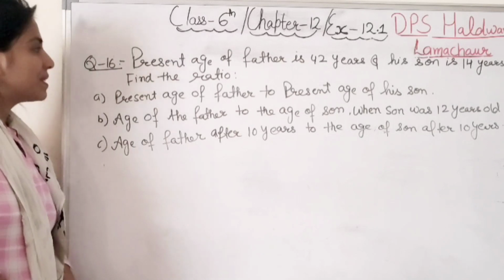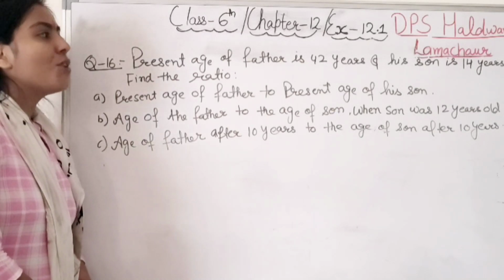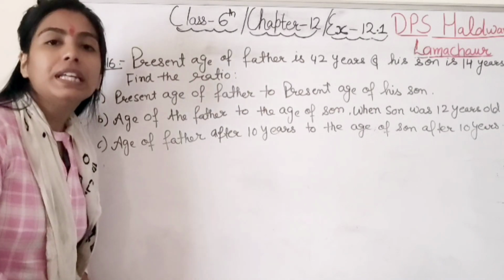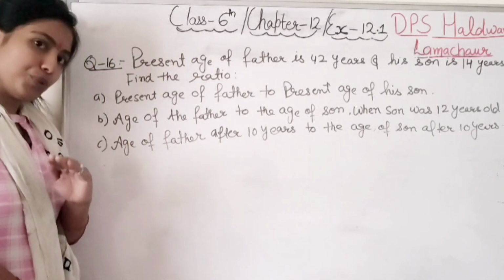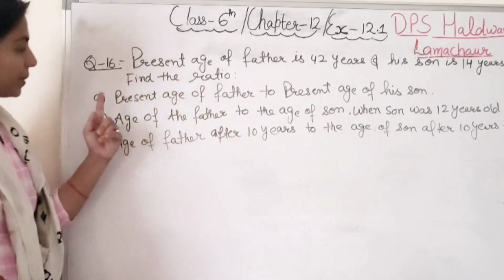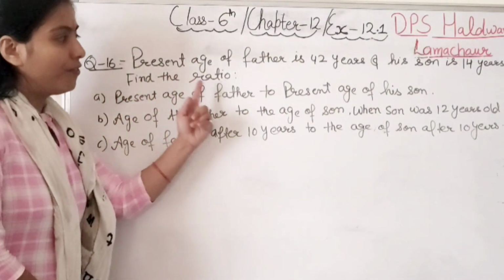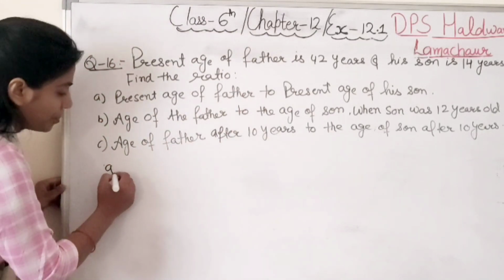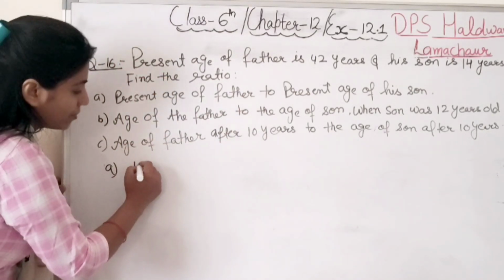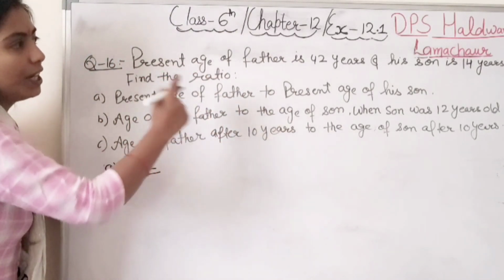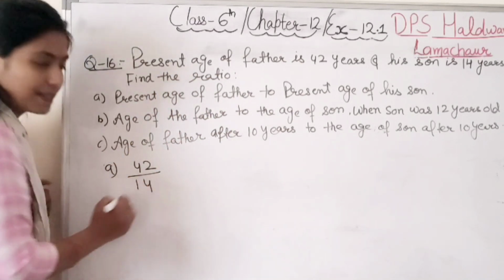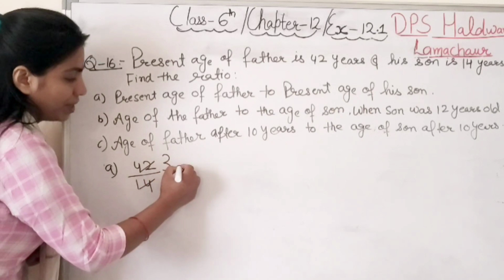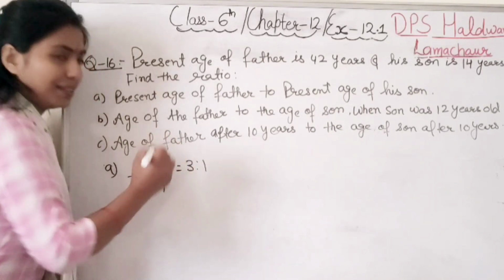Now coming to our question number 16, student. The present age of the father is 42 years and his son is 14 years. The present age. Okay, so find the ratio. A part: the present age of the father to the present age of his son. So what will be the ratio, student? The present age of the father is 42 divided by the son's 14 years. Right? So the ratio will be 3:1.